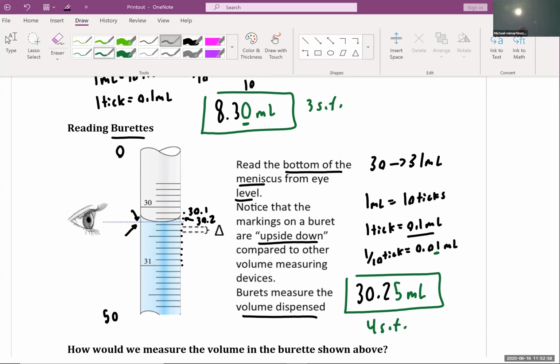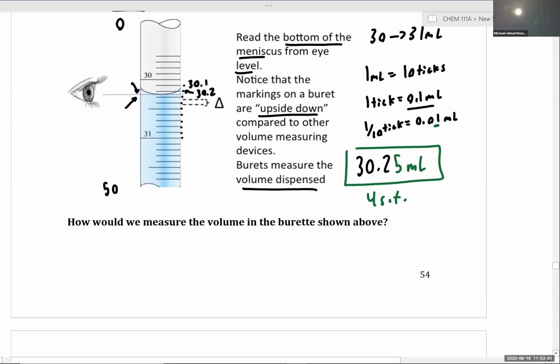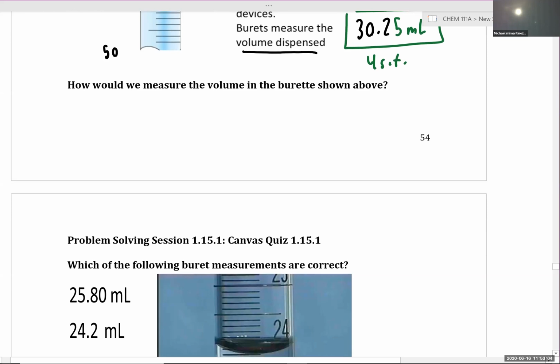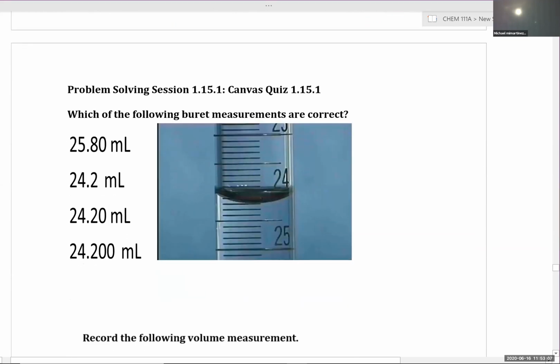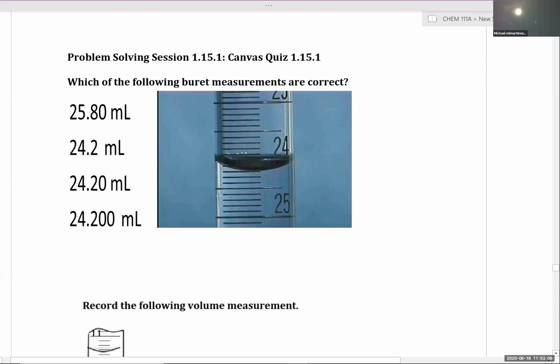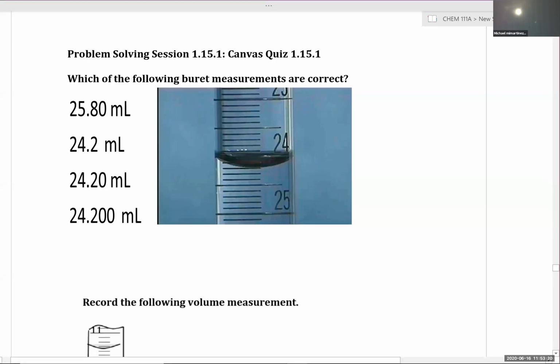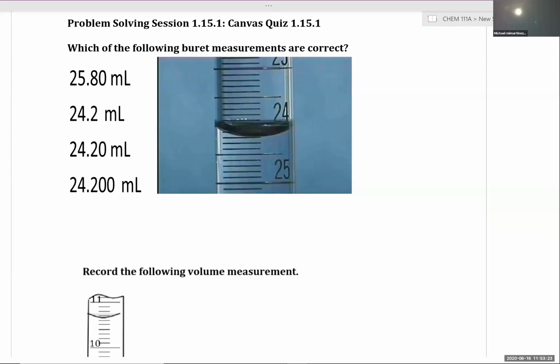So now that we've seen some examples of taking volume measurements, let's take a look at the following example. These are two examples in Canvas Quiz 1.15.1. And I'd like you to take the following buret measurement and select which of these four options is the correct measurement for the volume in this buret. And we'll discuss in about 1.5 to 2 minutes, as this is the first part of this two-part exercise.